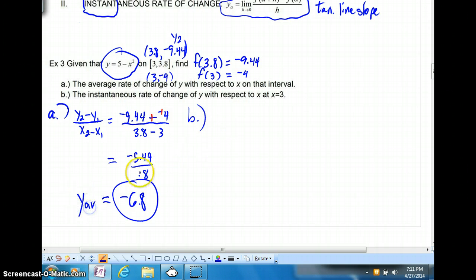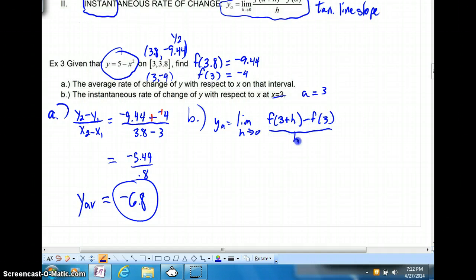Now for part B, looking at the top here, this would be y average. Y sub A would be the limit as h goes to 0. We're going to look at this specifically when x is approaching 3. So, by the way, that's where a would equal 3. Something that we need to start seeing at some point, and you could have used this original formula up on top with the a plus h. It's just that your a would be a 3.